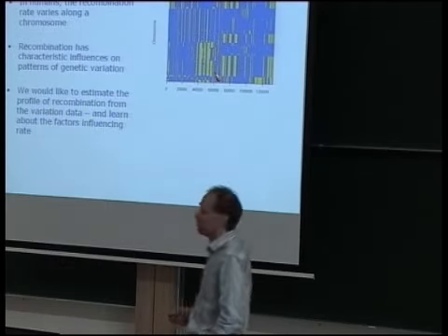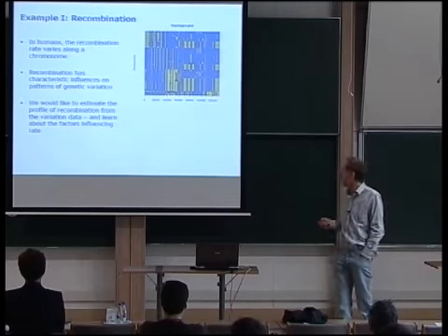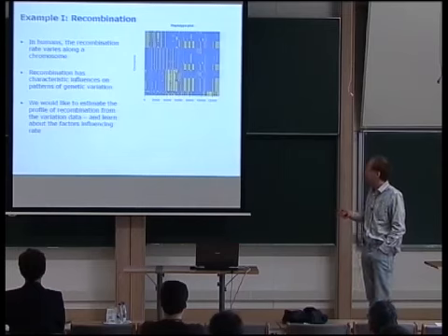I want to give a couple of more specific examples of what we're trying to do. Here's one. We want to learn about the process of recombination. We know that in humans, the rate of recombination, which is this process that shuffles up variation between generations, varies along a chromosome. But remarkably little is known about what determines where these recombination events occur, and we'd like to learn about those processes. We can actually learn about recombination from patterns of genetic variation, and one of the things I'll talk about at length is how we do this.